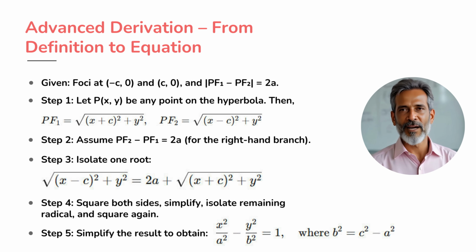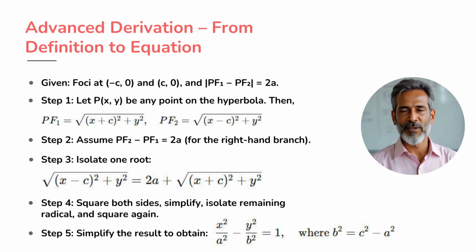Alright, time to get our hands a bit dirty. Let's derive the hyperbola's equation from its definition. We have foci at (-c, 0) and (c, 0). For a point P(x, y) on the curve, PF1 equals square root of (x plus c) squared plus y squared, and PF2 equals square root of (x minus c) squared plus y squared.